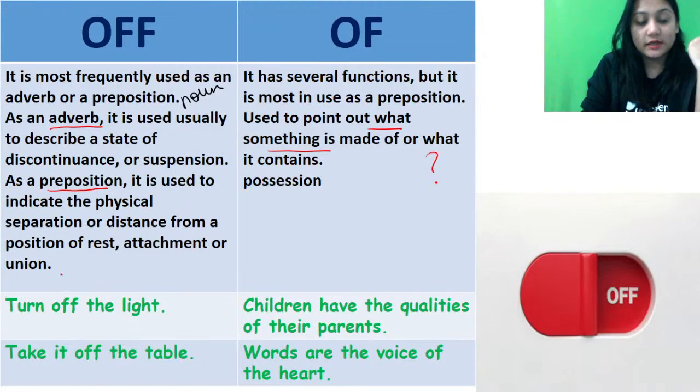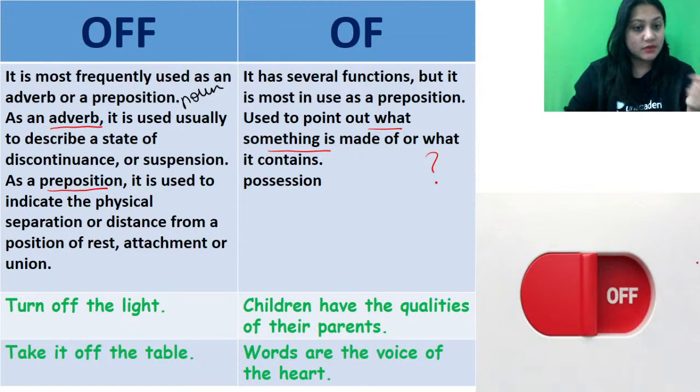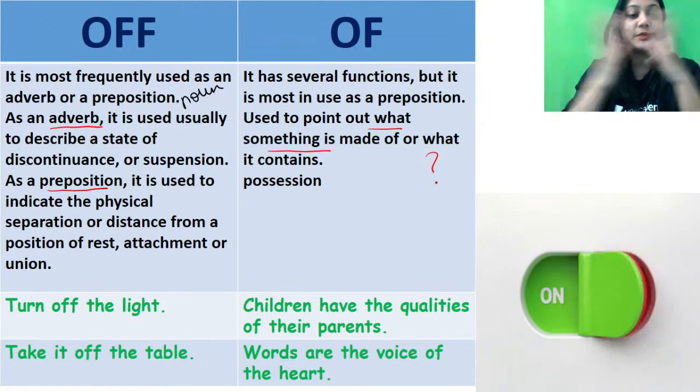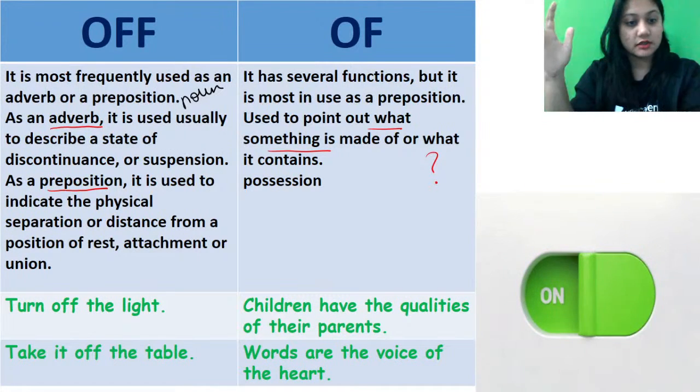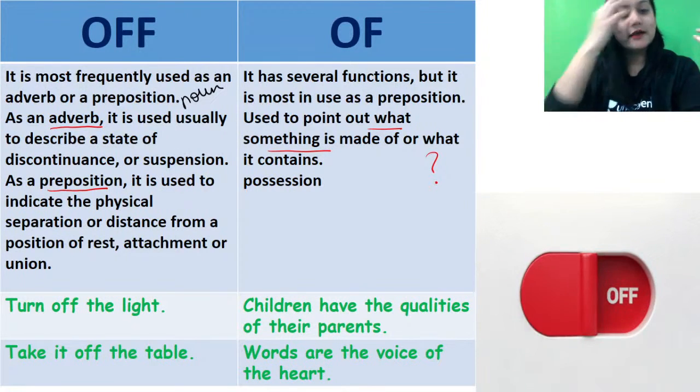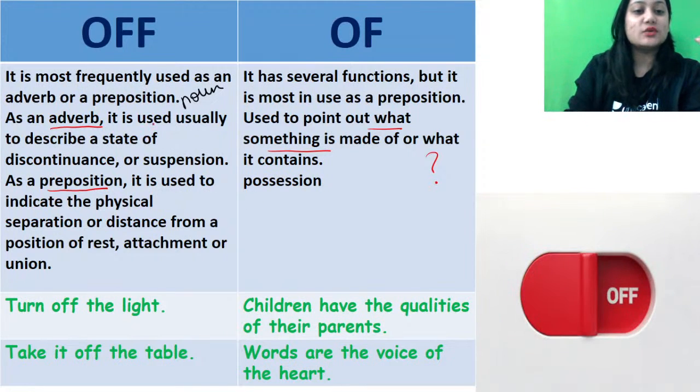attachment or union. As a preposition हम इसे कब use कर सकते हैं? जब आप indicate कर रहे हो कि कोई भी दो चीजों के बीच में now there is a physical separation, या कोई distance आ गया है, या फिर कोई भी चीज rest पे थी but now it is not, तो in that scenario आपने use करना है OFF.